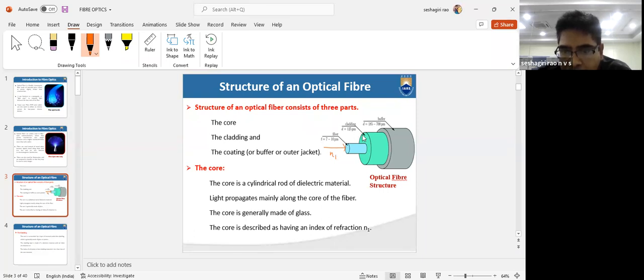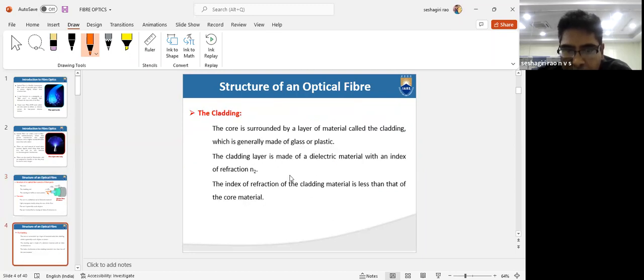The refractive index of the cladding is N2. So the core is surrounded by a layer of material called the cladding, which is generally made of glass or plastic. The cladding layer is made of dielectric material with an index of refraction N2. The index of refraction of the cladding material is less than that of the core material.